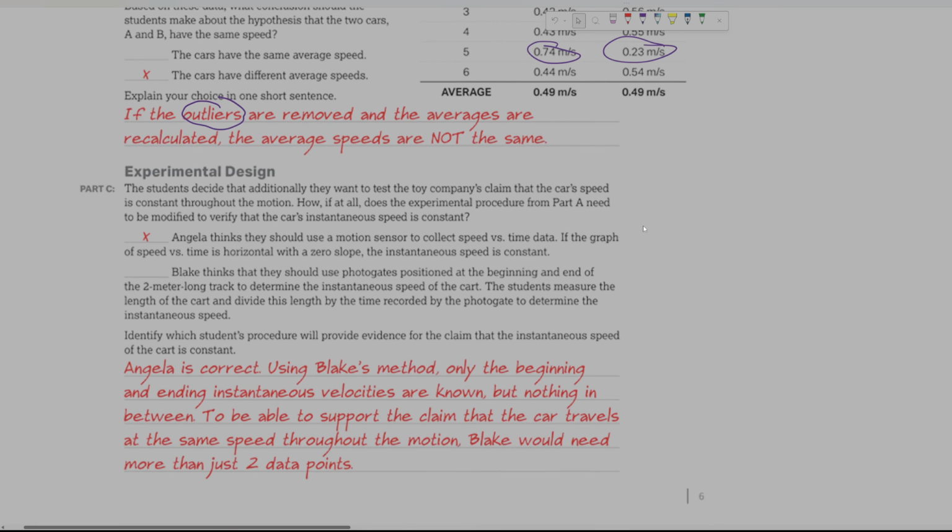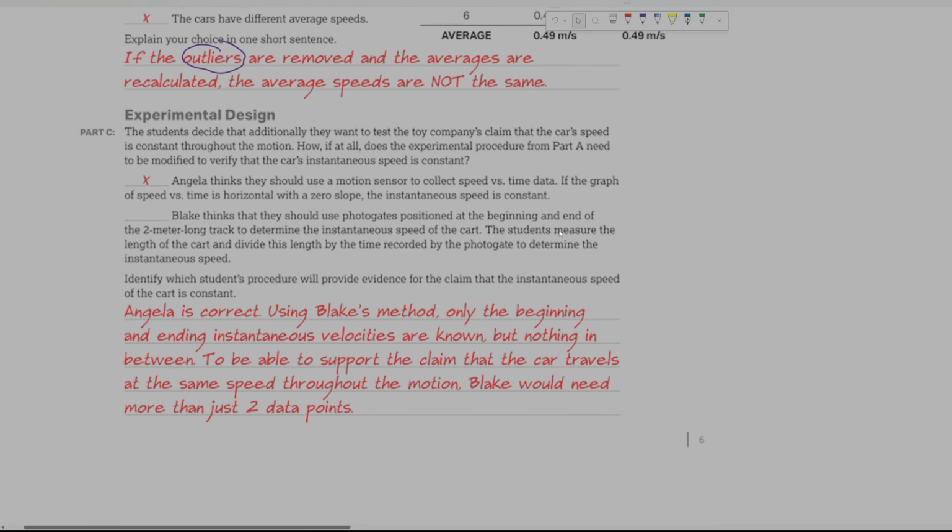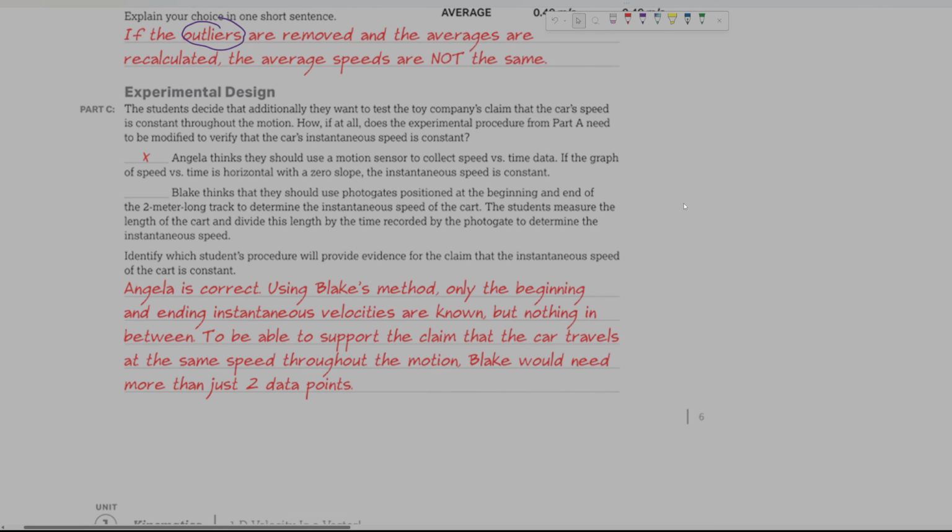Part C. The students, this is experimental design. The students decide that additionally, they want to test a toy company's claim that the car's speed is constant throughout the motion. Constant. Okay, that's a word you're going to see a lot. How, if at all, does the experimental procedure from part A need to be modified to verify the car's instantaneous speed is constant? Now, instantaneous speed is different than average speed. Instantaneous speed is like the speedometer on a car. It could be whatever speed you're going at that instant.